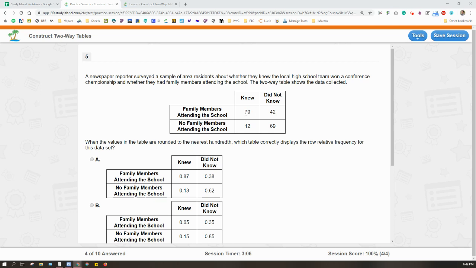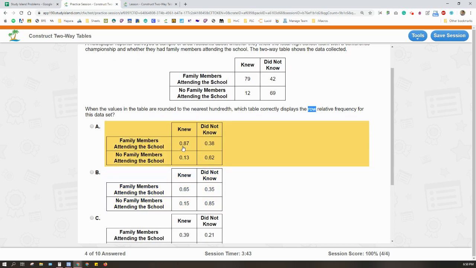So here we've got our table. Let's jump right into the problem. When the values in the table are rounded to the nearest hundredth, which table correctly displays the row relative frequency for this data set? That's a very important word in there, row relative. That means that the percentages for the rows must add up to 100%, or the decimals, which are rounded to the nearest hundredth, have to add up to 1.0. So let's just check that first, because it has to be row relative. The rows have to add up to 100%, or 1.0.